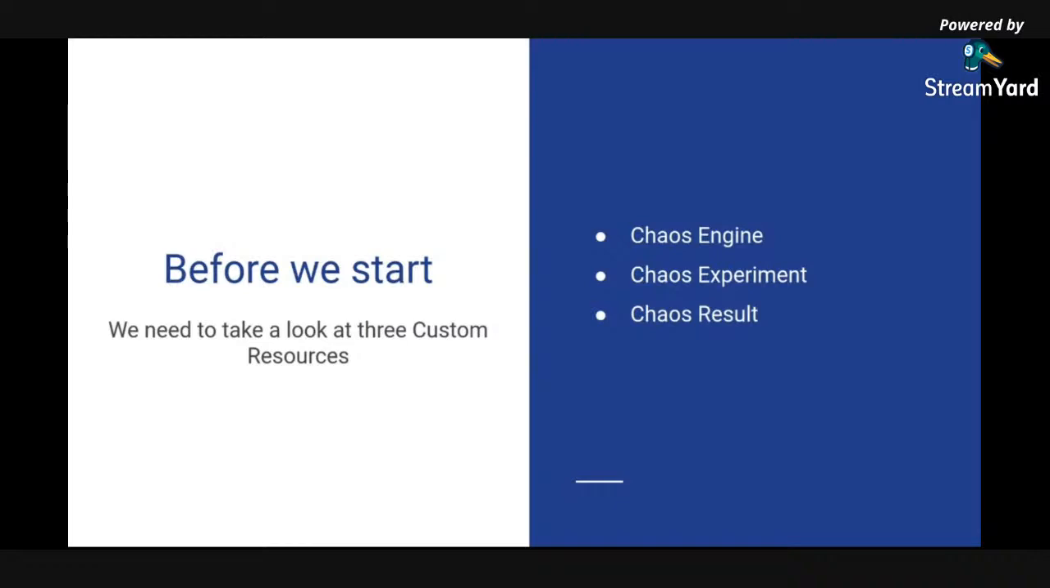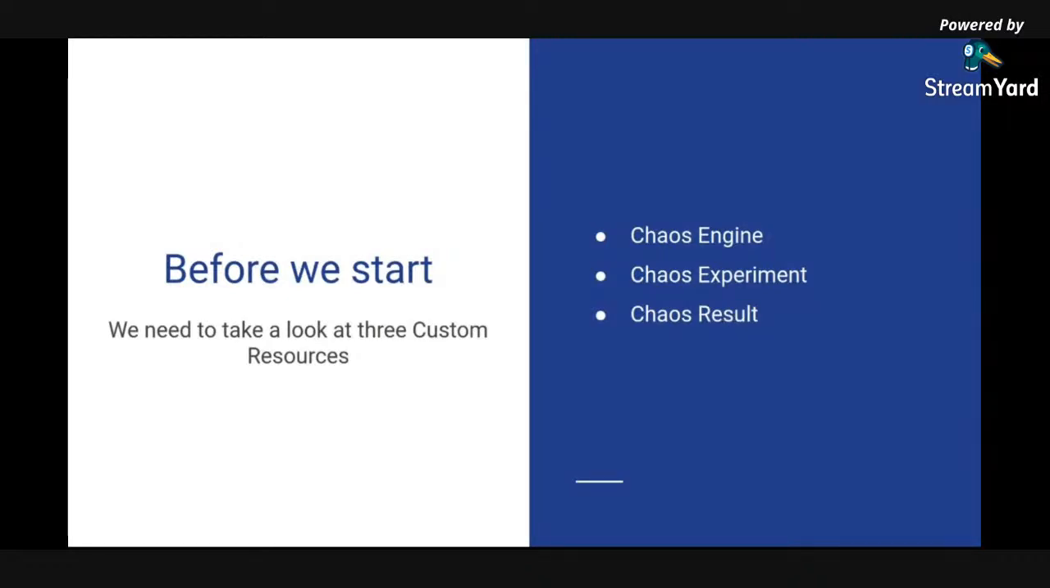So before we jump into looking at the scenario, or basically generating a chaos experiment with Litmus on Katacoda, we need to look at a few custom resources in Kubernetes which are required for running the chaos experiment with Litmus. The three main custom resources are Chaos Engine, Chaos Experiment, and Chaos Results.